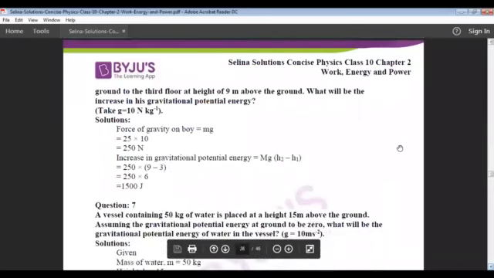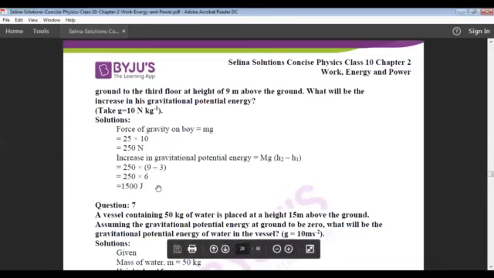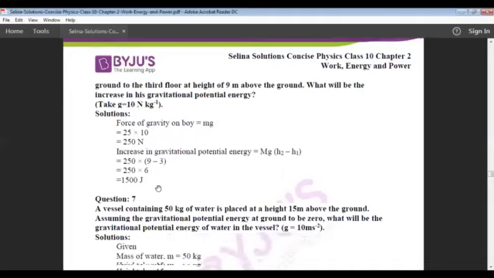Okay. So the force of gravity on the boy will be mg. His mass is 25 kgf into 10, that is, the force on him is 250 Newton. So the increase in the gravitational potential energy is nothing but mg into (h2 minus h1), that is height 2 minus height 1. So it is 250 into (9 minus 3). If you substitute the values, you are going to get the gain in the gravitational potential energy as 1500 joules.